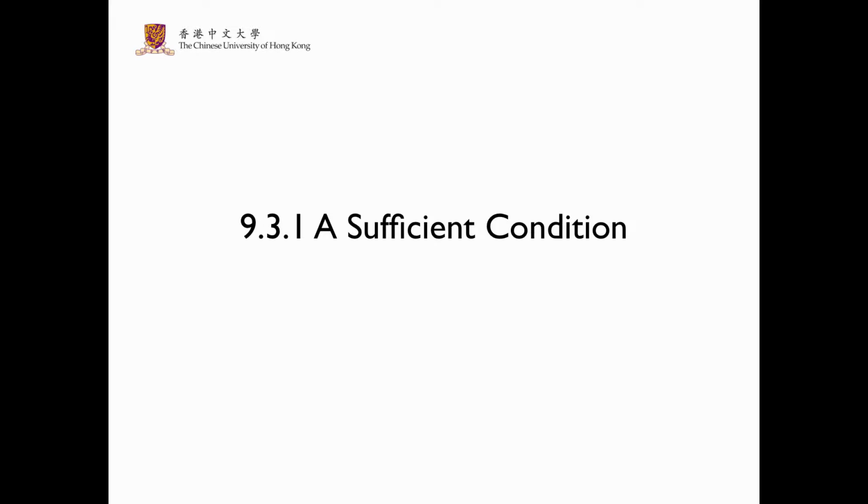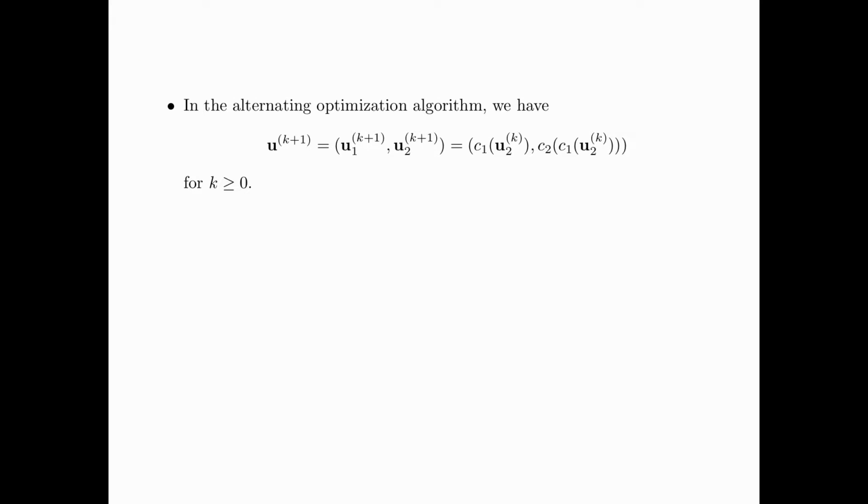Section 9.3.1 is a sufficient condition for the algorithm to converge to the optimum. In the alternating optimization algorithm, we have u^(k+1) equals (u1^(k+1), u2^(k+1)), where u1^(k+1) is equal to c1 of u2^k, and u2^(k+1) is equal to c2 of c1 of u2^k, for k greater than or equal to 0.